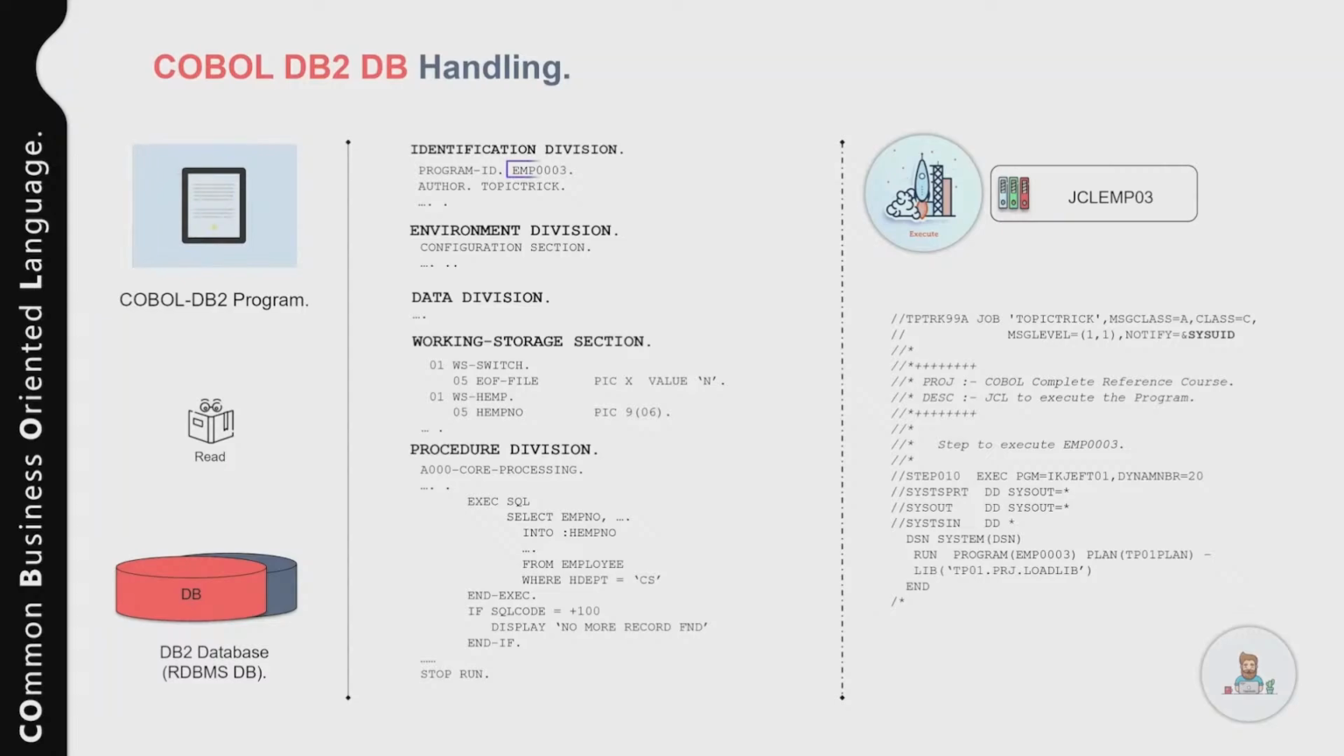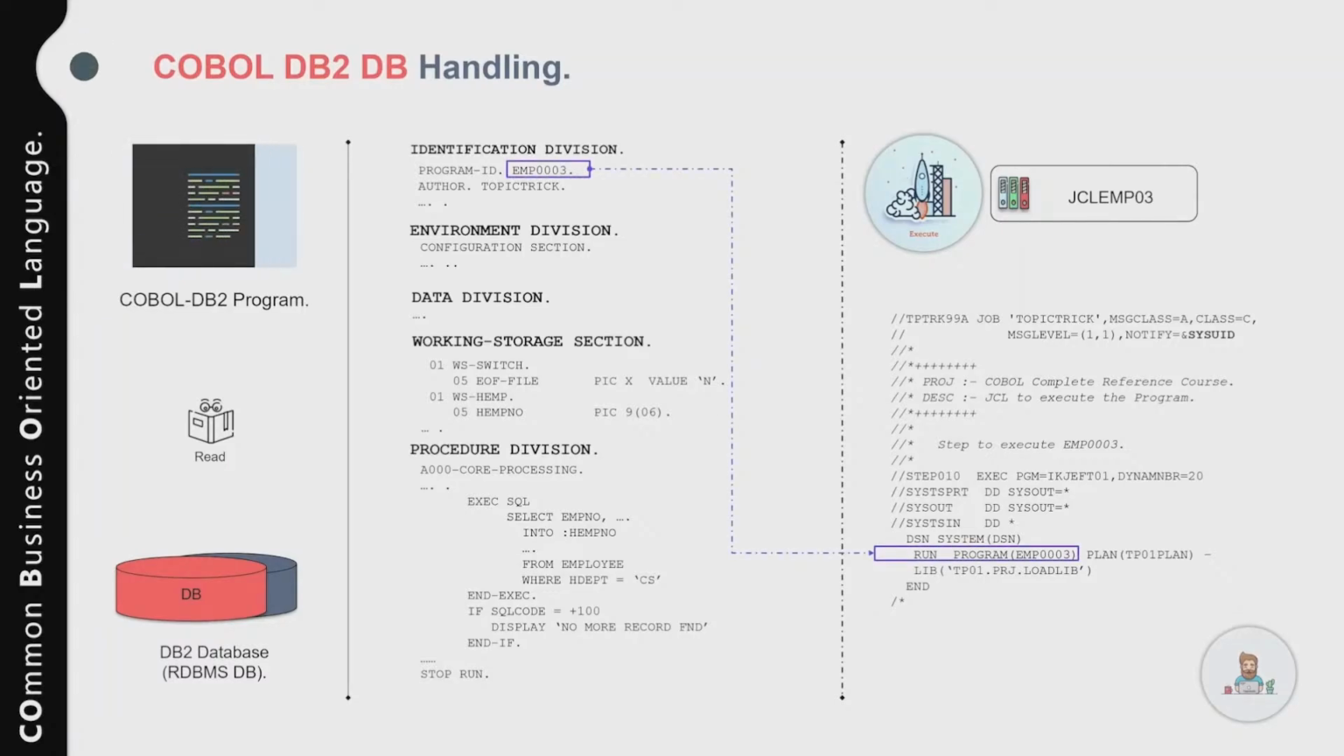In case you want to execute your COBOL CICS and DB2 program, that is an online program, then you have to specify all these entries in the corresponding table that we have discussed in our previous example. And then you have to initiate a transaction that will in turn execute your program.